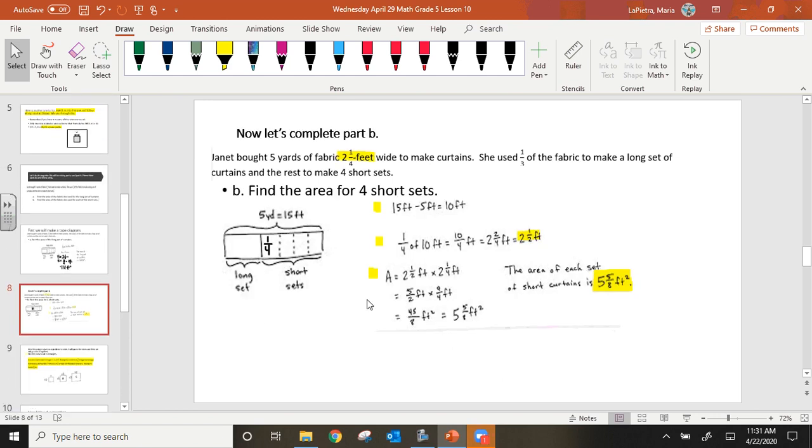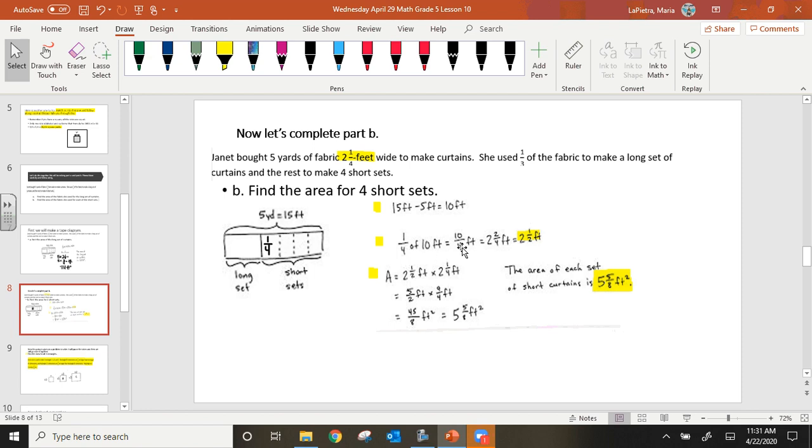Now let's complete part B. Janet bought 5 yards of, I just put the same question up there so you would have it again on this slide. So we're going to do B, find the area for 4 short sets. Okay, so keeping in mind that we used 5 feet, so we subtracted 15 feet minus 5 feet, got 10 feet. So 1/4, because there's 4 sets, 1/4, 2/4, 3/4, 4/4, okay, the short sets.